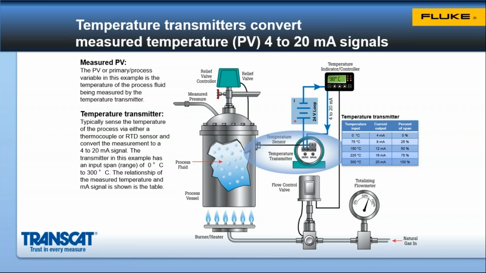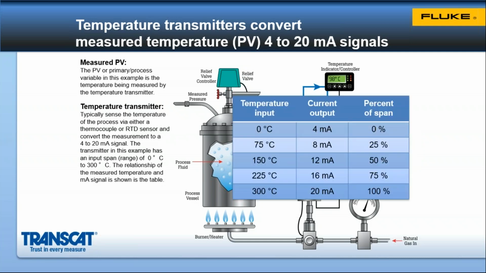The most common types of sensors used with the transmitter are either thermocouples or RTDs, and they convert the low-level nonlinear signal from the temperature sensor into a 4 to 20 milliamp signal. The transmitter in our example has a range of 0 to 300 degrees C. The relationship of the measured temperature to milliamps is shown in the table at the right, and a little bit easier to read in this example table here.